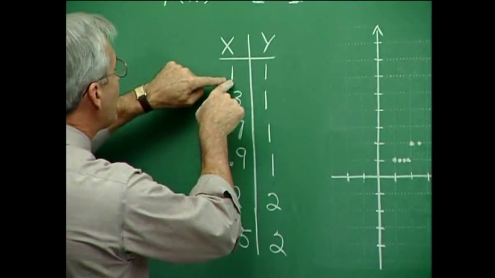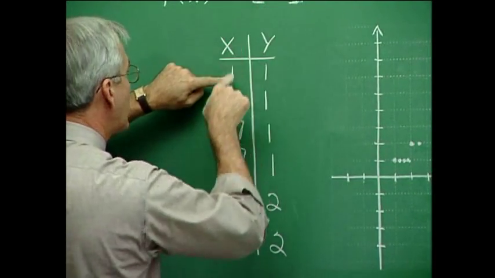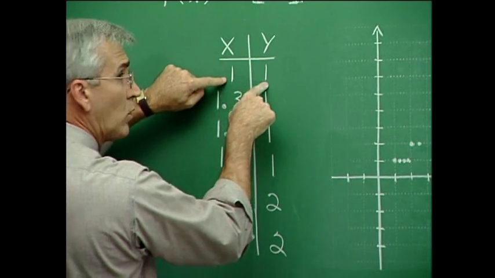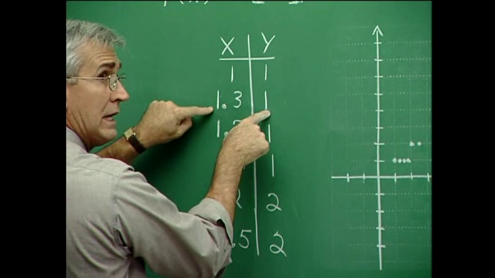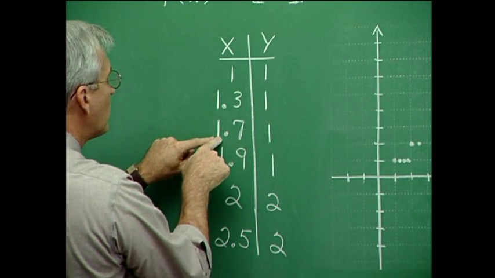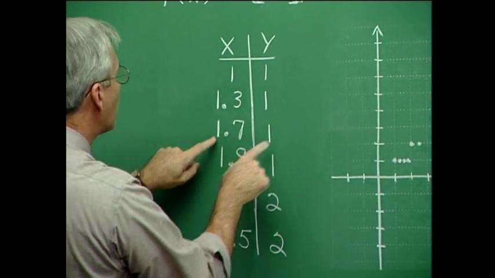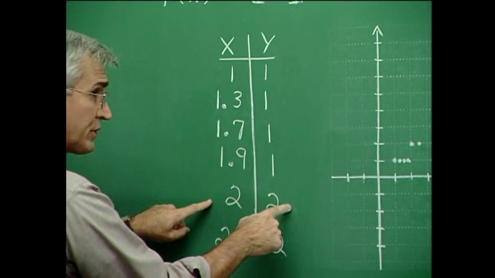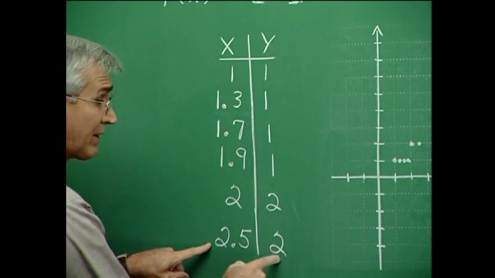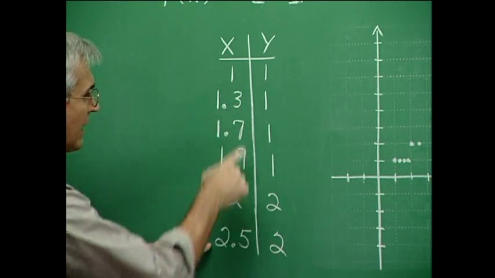Now, the greatest integer in 1, when x is replaced with 1, the greatest integer in 1 is 1. The greatest integer in 1.3 is still 1. The greatest integer in 1.7, still 1. The greatest integer in 1.9, still 1. The greatest integer in 2, though, is 2. The greatest integer in 2.5 is 2. Okay, we get the idea here.